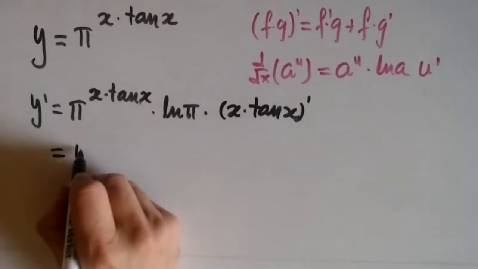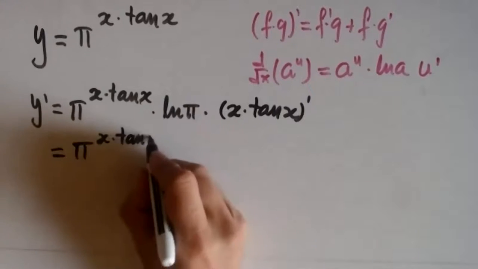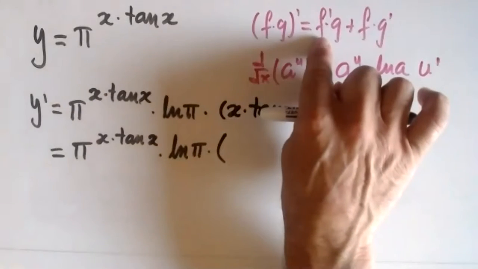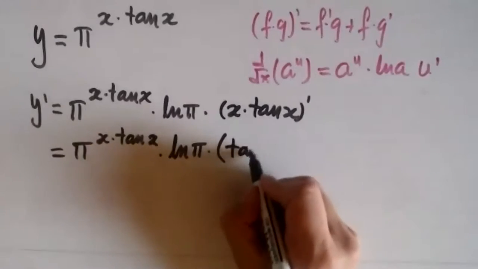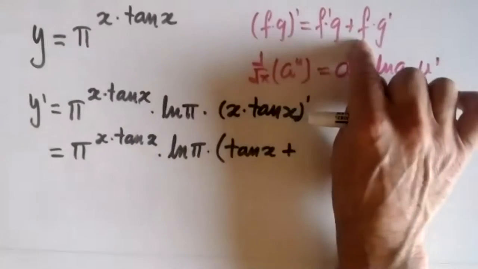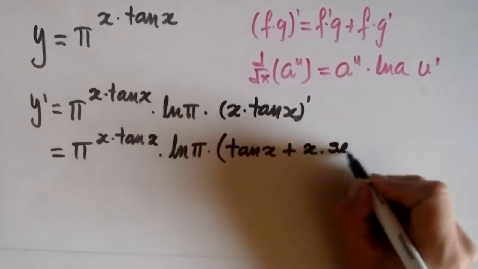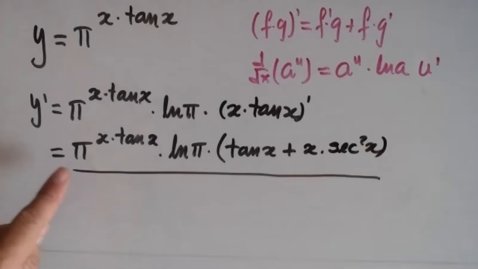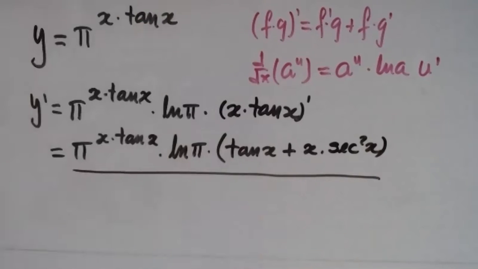So this is going to be pi to the x tangent x times the ln of pi times, well, this product is going to be computed in this form. The derivative of x is 1 times the tangent, so it's going to be tangent x plus the first function, x, times the derivative of the tangent. The derivative of the tangent is the secant squared. So this long and scary thing is the derivative of this function. But remember, this looks scary, but it's not that difficult to get, just using the calculus formulas.